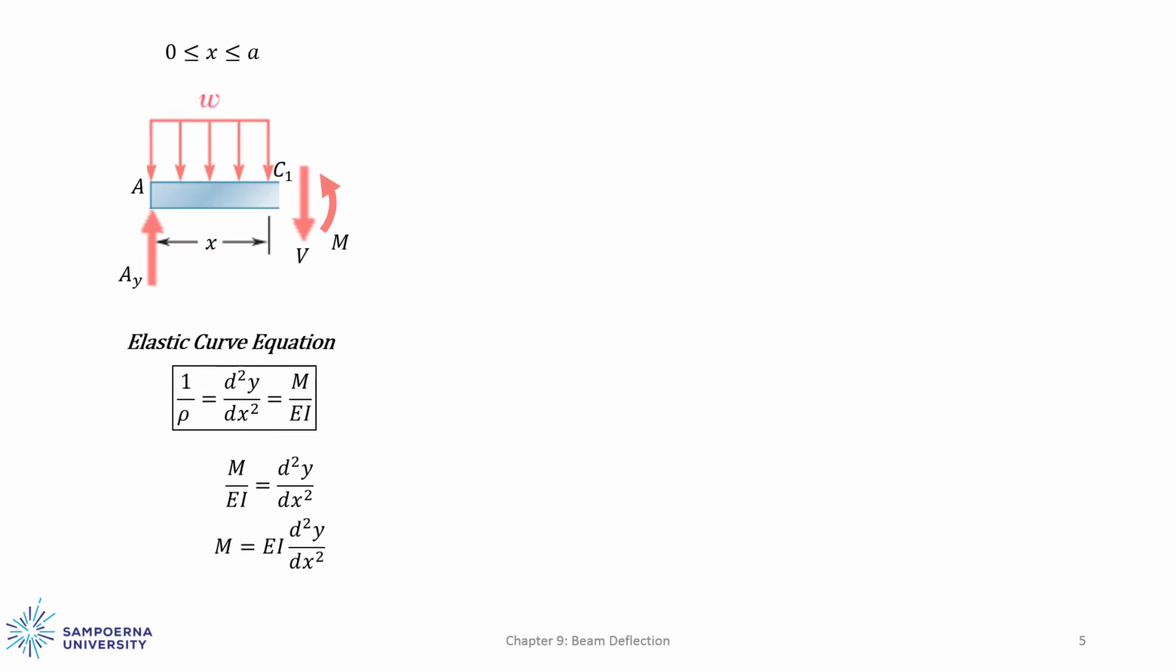Now, we will derive the equation of the elastic curve. As we did in the previous slide, we will divide the beam into two at point C. First, we will solve section A to C1. It is not exactly at C, so the distance is x. From x equal to 0 until x equal to a, we will have the FBD for the section like this.